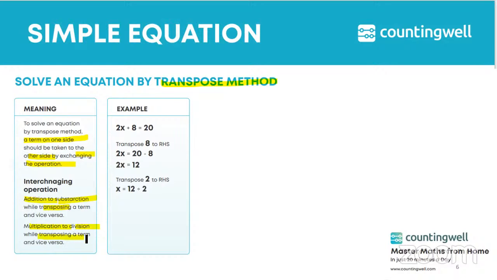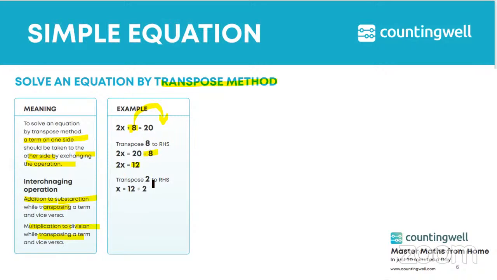Now let us see what is transposing. Here, for example, we have 2x plus 8 equals to 20. When you are transposing 8 to RHS, it means you are sending 8 from LHS to RHS. Since 8 is added to 2x, on RHS it will get subtracted from 20. So we have 2x equals to 12.